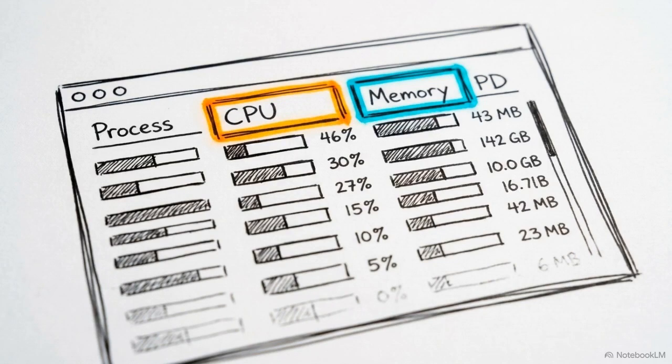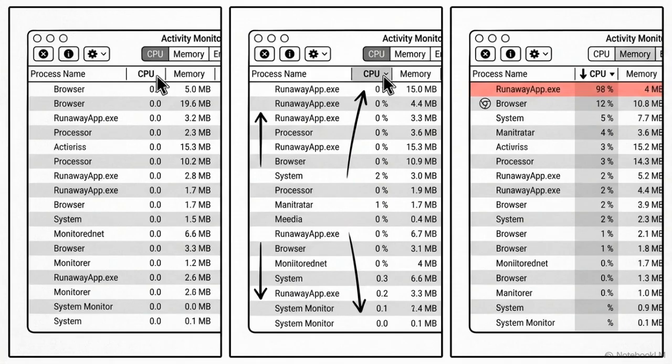At the top of this interface, ignore the other columns and focus entirely on the headers labeled CPU and Memory. Clicking the CPU or Memory header forces the list to reorganize. Applications draining the most resources are pulled out and pinned at the top. A downward arrow confirms the list is sorted from highest to lowest drain.